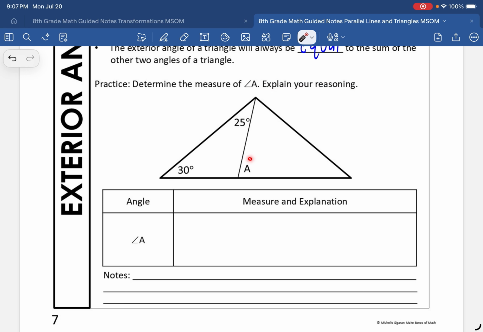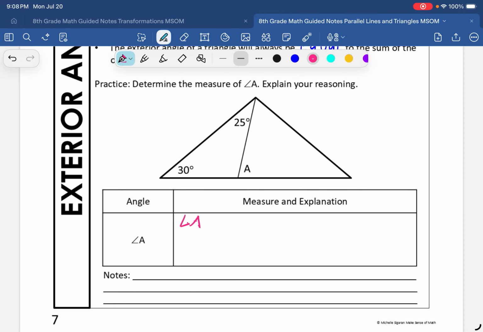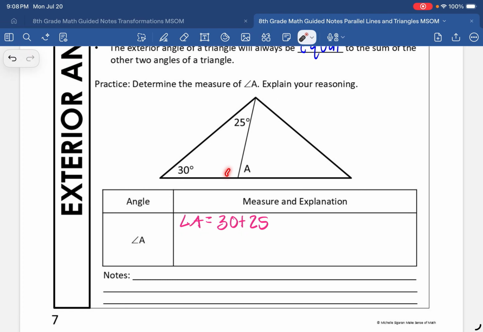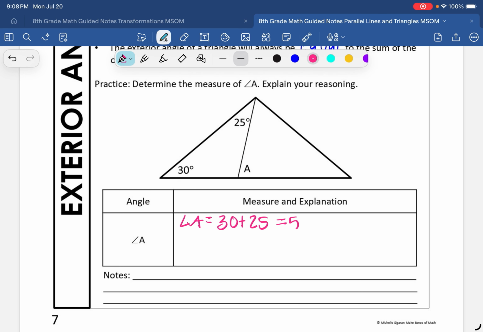Practice. Determine the measure of angle A. Explain your reasoning. There's a couple ways I could do this, but using the knowledge that I gained on the previous page, angle A will equal 30 plus 25 because it's an exterior angle to this angle, and so it's going to be the sum of these two opposite angles. So it's going to be 55 degrees because exterior angle A will be equal to the sum of the opposite two angles.